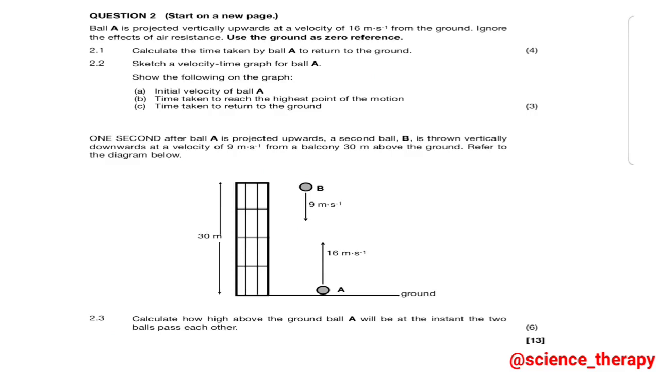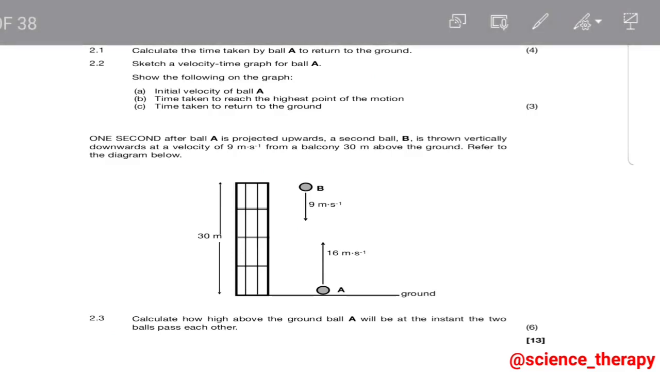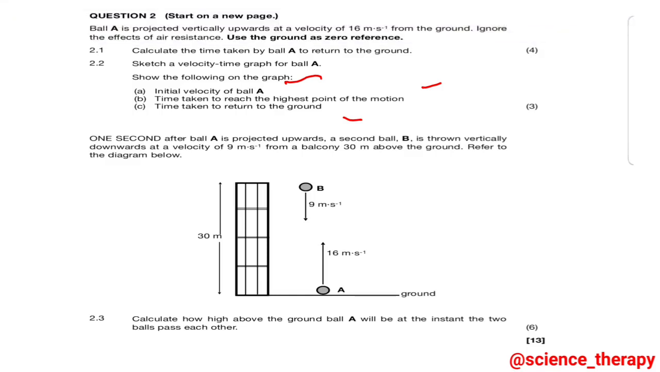Now 2.2 says sketch a velocity time graph for ball A, then show the following on the graph. So this is where we'll get our 3 marks: showing the initial velocity, showing the time taken to reach the highest point, and also showing the time taken to return to the ground. Now let's draw our graph.